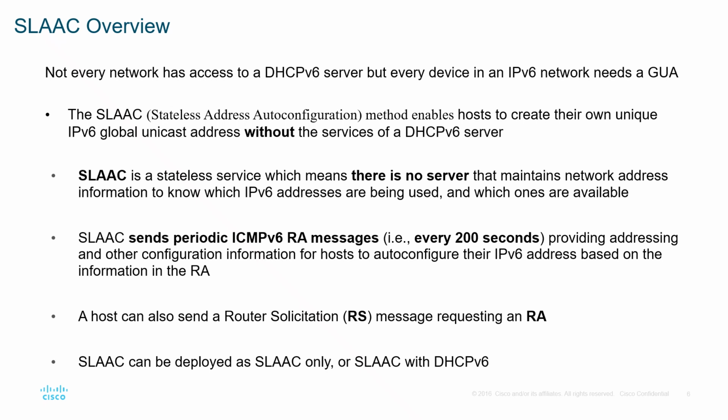SLAAC is a stateless service, which means that there is no server involved in the communication. There is no server that would maintain network address information to know which IP addresses are being used and which ones are available. SLAAC sends periodic RA messages every 200 seconds, providing addressing and other configuration information for hosts to autoconfigure their IPv6 addresses based on that RA. A host can also send a router solicitation message requesting an RA be sent to them. So SLAAC can be deployed as SLAAC only or SLAAC with DHCP.